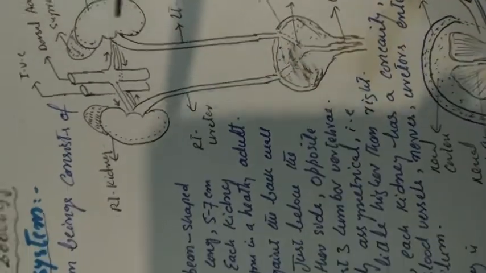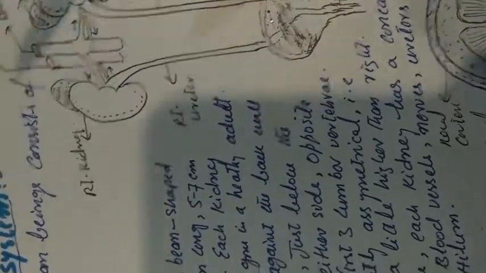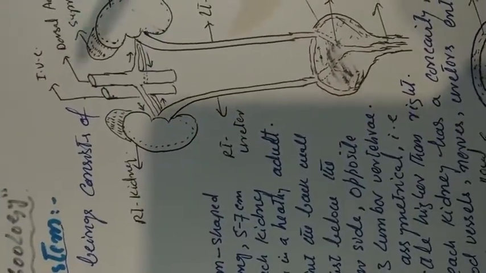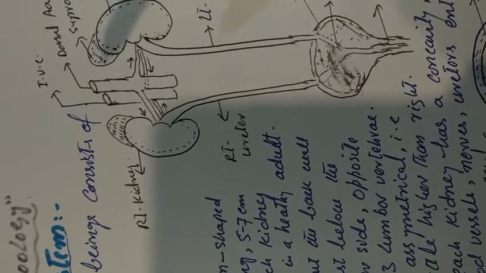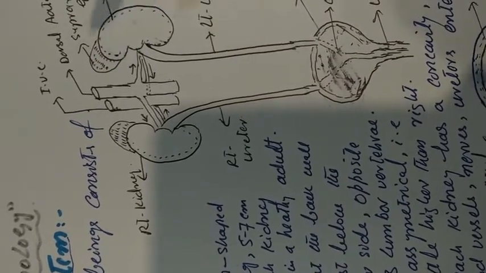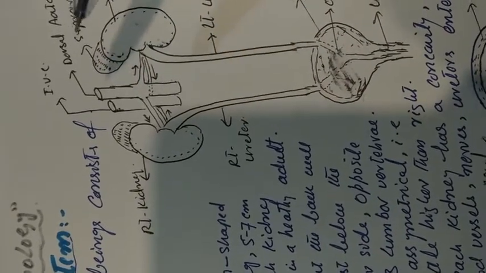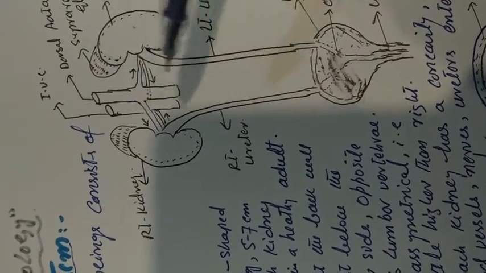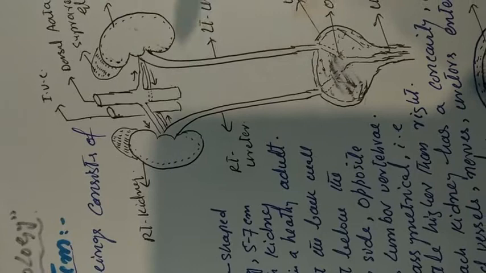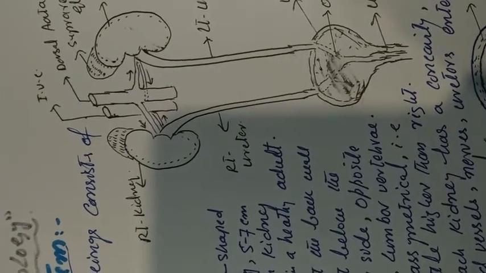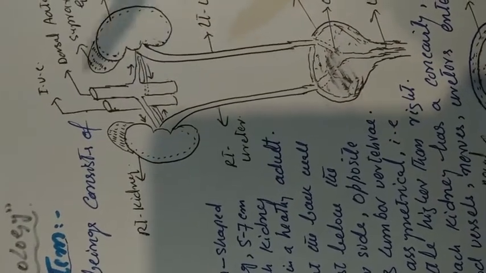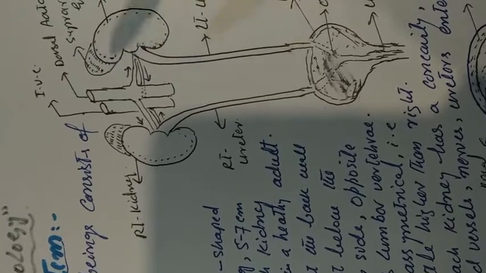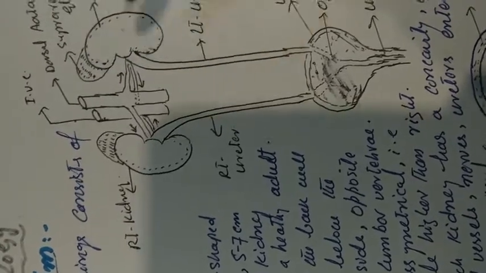Now the kidneys are basically dark red bean-shaped organs about 10 to 12 centimeters long and 5 to 7 centimeters wide and about 2 to 3 centimeters thick. Now each kidney weighs about 120 to 170 grams in a healthy adult.